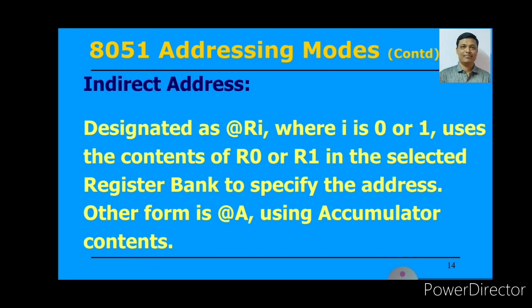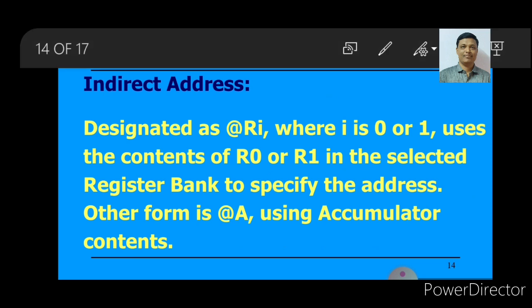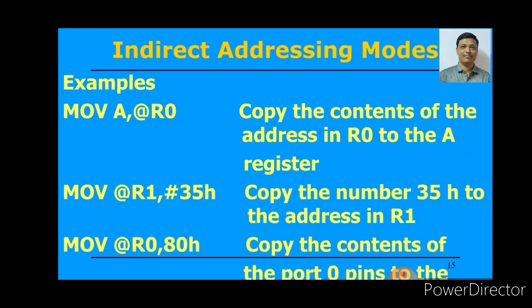In indirect addressing mode, it is designated as @Ri, where i is either 0 or 1, and it uses the contents of register R0 or R1 in the selected register bank to specify the address. Another form is @A, using the accumulator contents. Examples of this indirect addressing mode are MOV A, @R0. Here the contents of the memory location whose address is stored in R0 will be transferred to the accumulator.